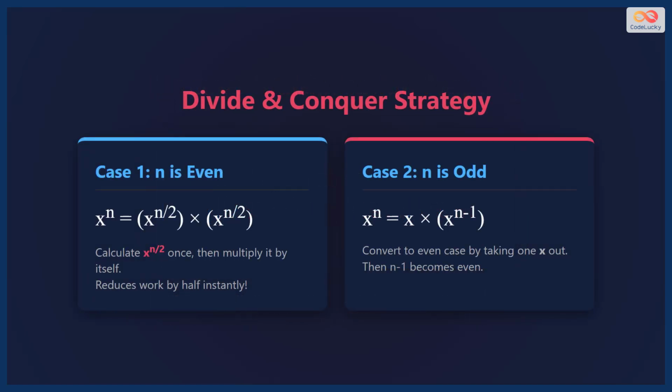Now for the speed. Instead of multiplying x by itself n times, we use a divide and conquer strategy. If n is even, we can calculate x to the power of n divided by 2 and then square that result. This cuts the work in half instantly. If n is odd, we pull out 1 x, reducing the exponent by 1, which makes it even again.